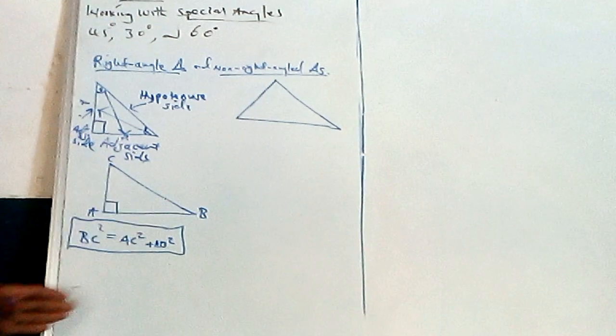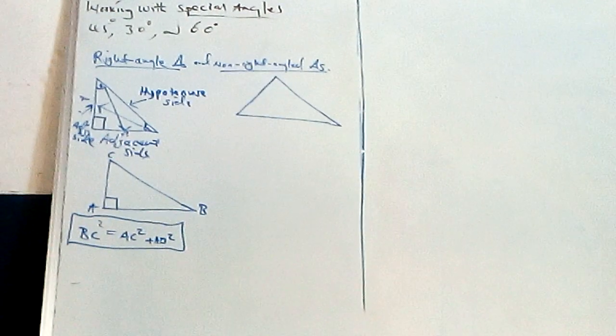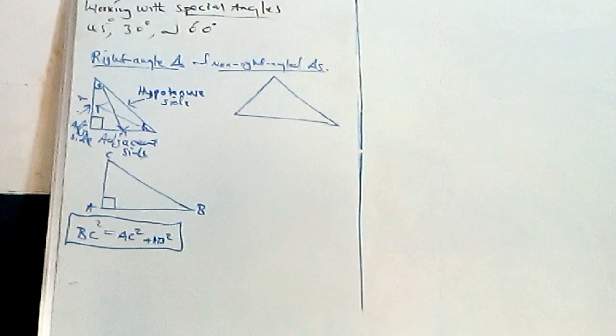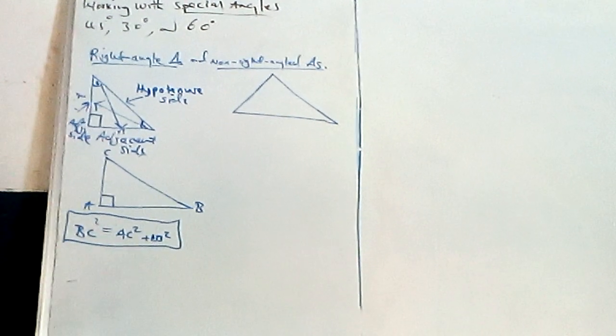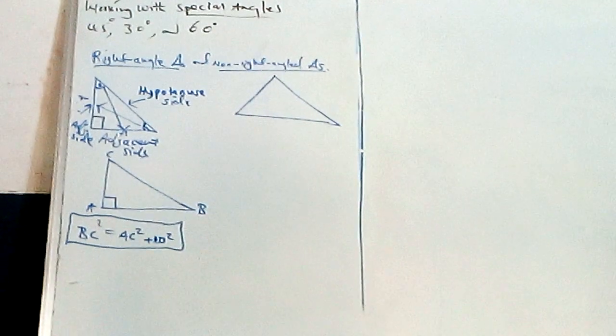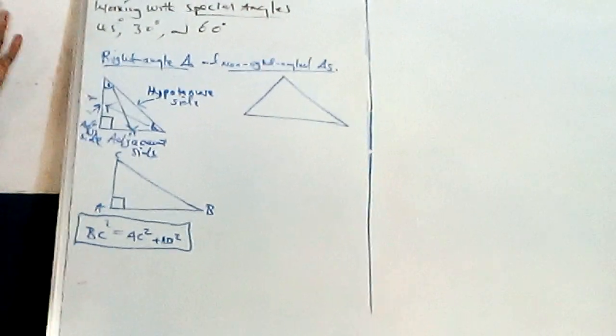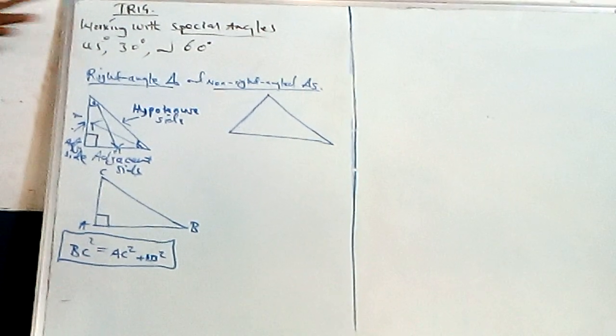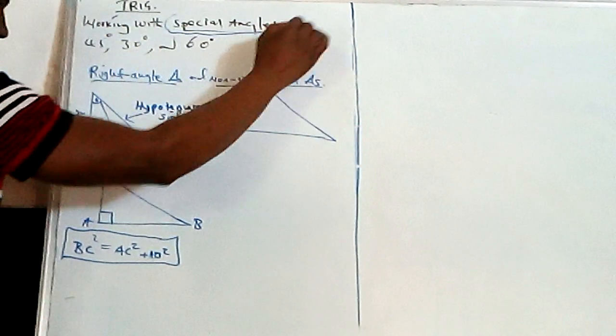If they want AB, you make AB the subject, not forgetting the square, of course, by square rooting where necessary. Such kind of stuff. Basically, this is the knowledge that you did look at. Now why is this important? Well, this is important because we are now going to consider special angles.